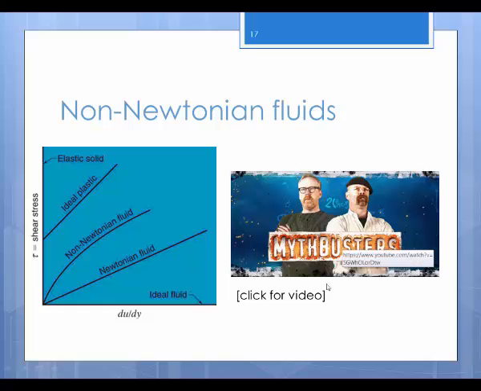And that's what this video is about, where they actually show that a mixture of cornstarch, when you start to walk on it and you're having additional shear, you're making it thicker. And that's what's allowing them to walk on it in this video.